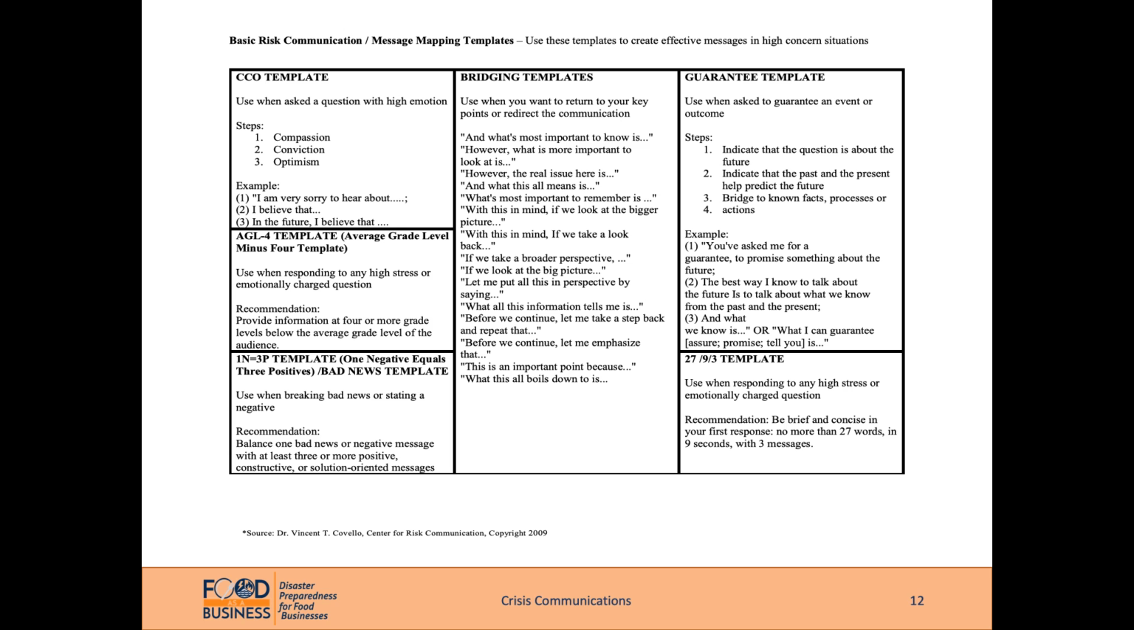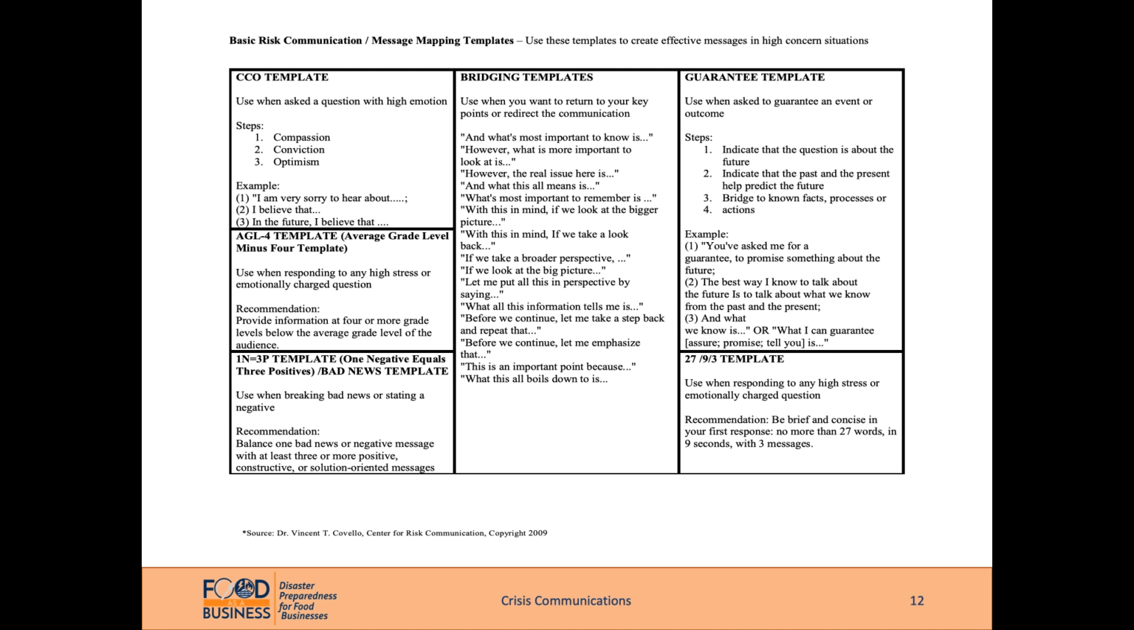That's really simplifying your message, because whenever we're in high stress situations, we begin to overlook information and really need that message simplified so that the target audience can take it in and understand what's going on. The next template for high stress situations is the 2793 template.